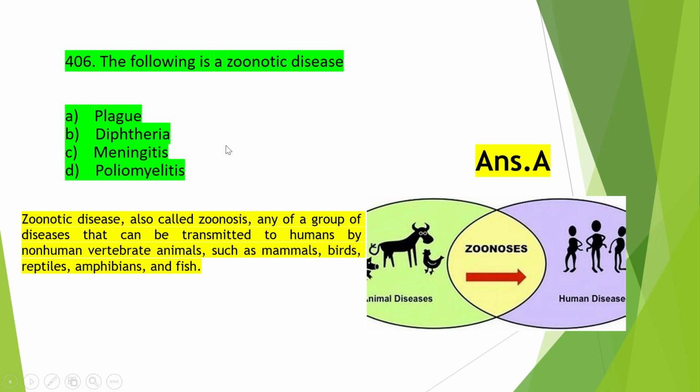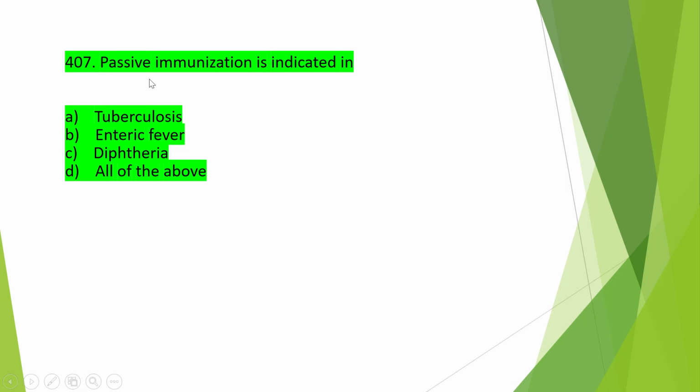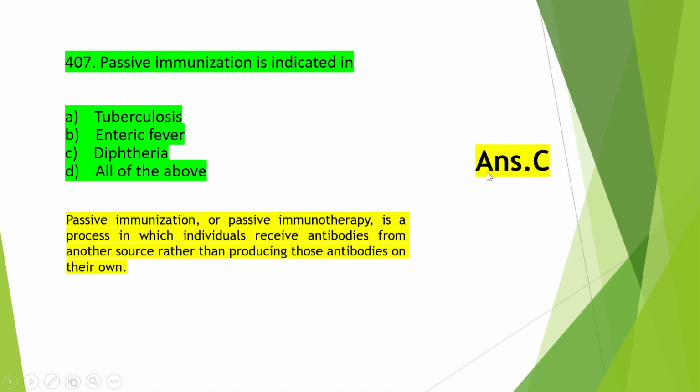Moving on to the next question: passive immunization is indicated in tuberculosis, enteric fever, diphtheria or all of the above, and the right answer is option C, that is diphtheria. So passive immunization is indicated in diphtheria. Passive immunization, or passive immunotherapy, is a process in which individuals receive antibodies from another source rather than producing those antibodies on their own.